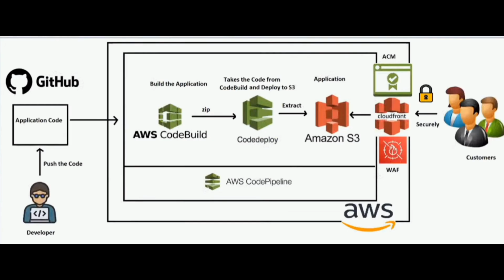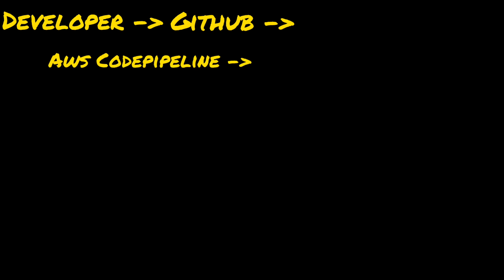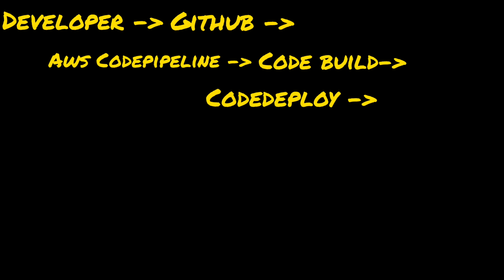Now, a quick recap. First is the developer, second our code is saved into GitHub, then it goes into the CodePipeline. Inside CodePipeline we have CodeBuild. With CodeBuild you are building your code, then with the help of CodeDeploy you are deploying your code into S3, and in S3 you are saving all your HTML, CSS, and JS files.